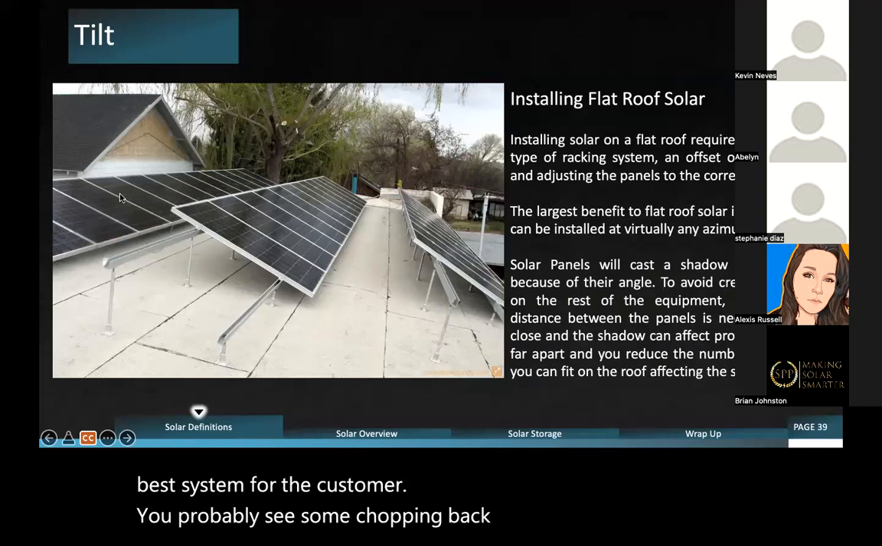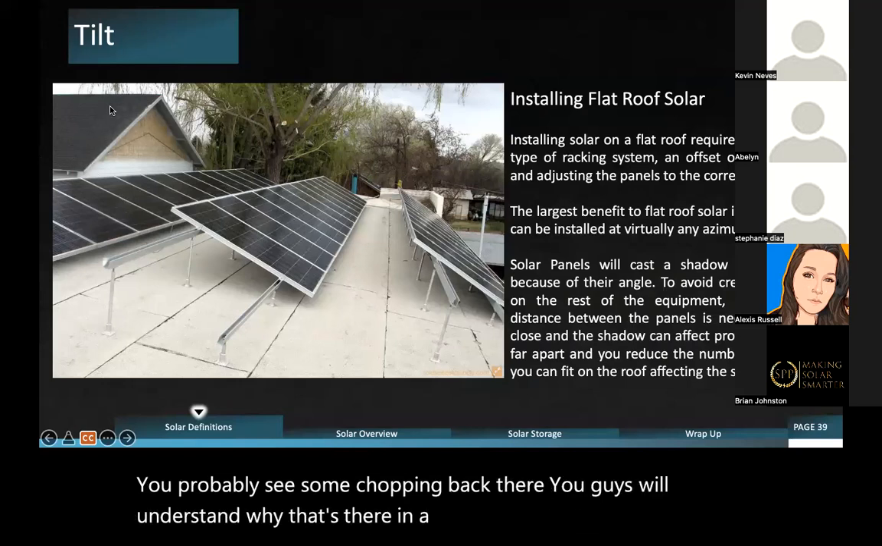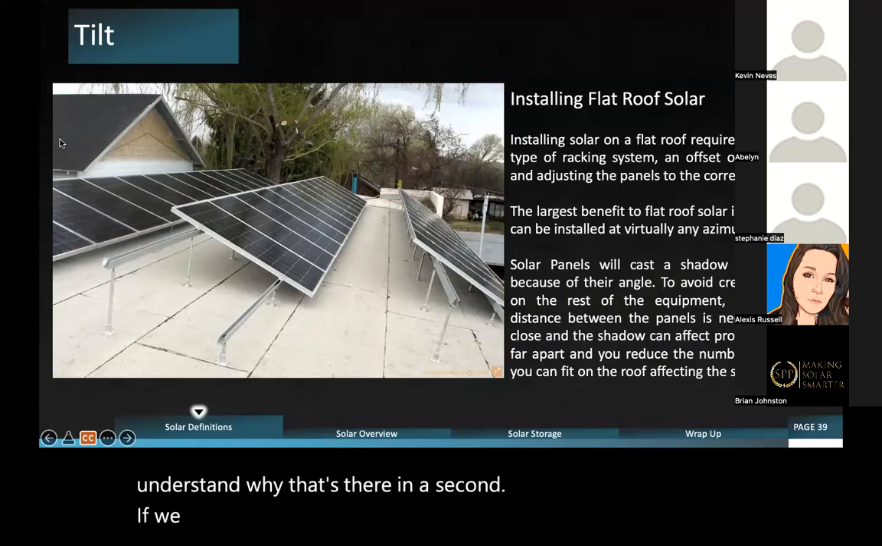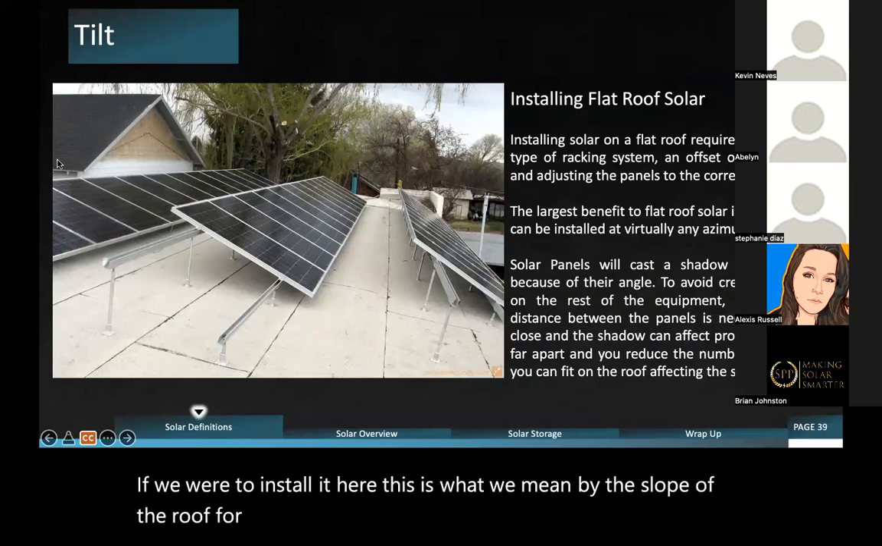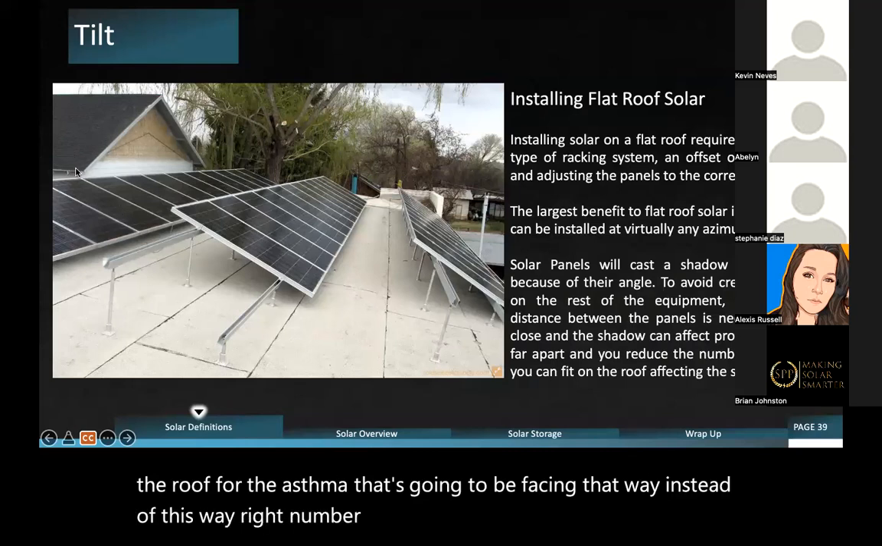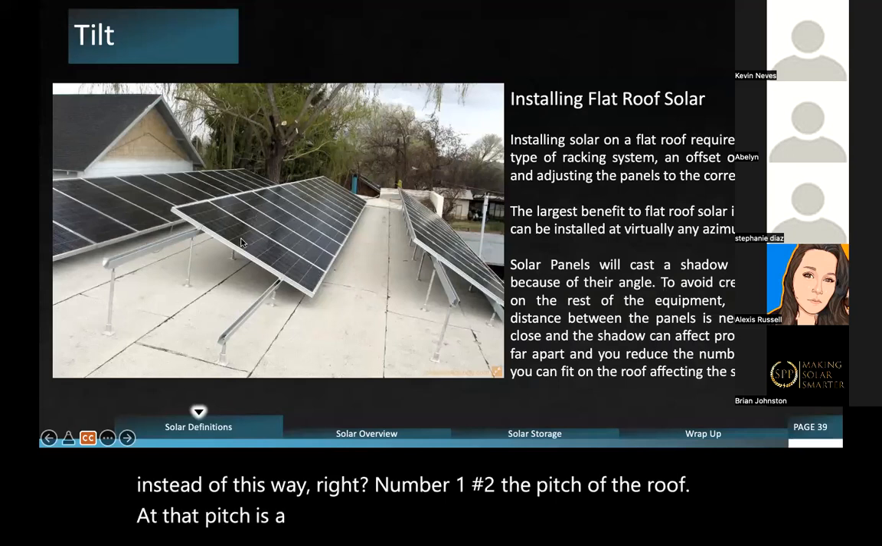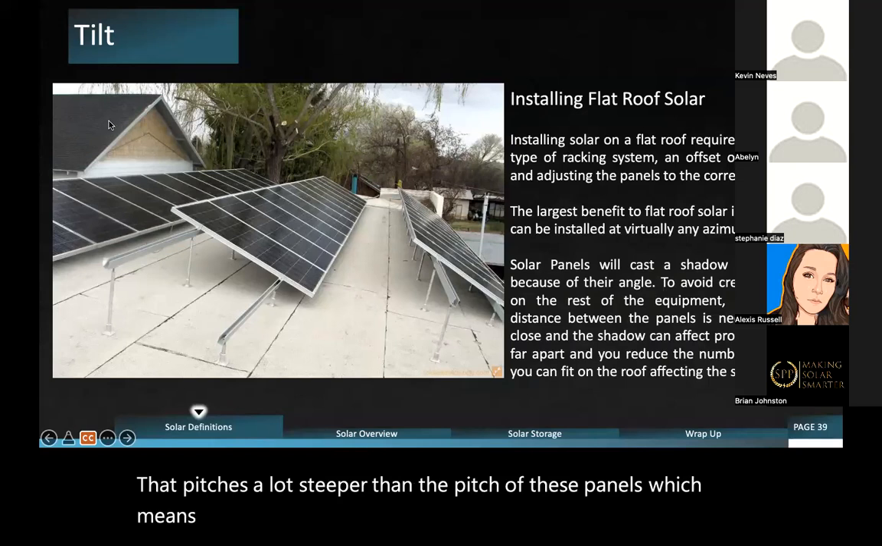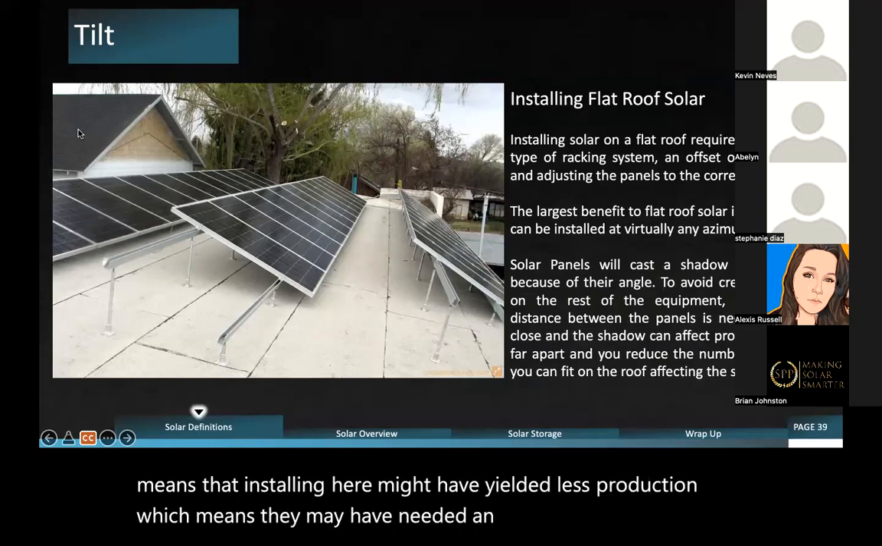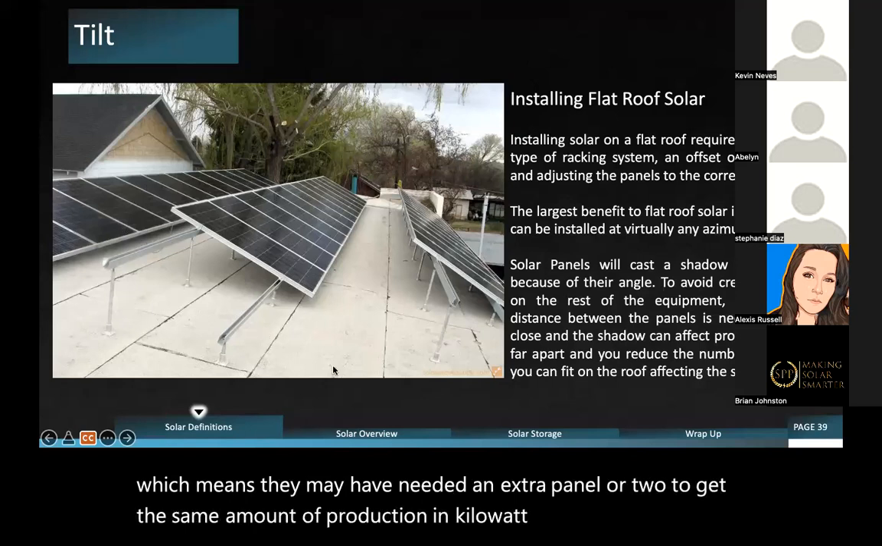You guys will understand why that's there in a second. If we were to install it here, this is what we mean by the slope of the roof for the azimuth. It's going to be facing that way instead of this way, right? Number one. Number two, the pitch of the roof. Well, that pitch is a lot steeper than the pitch of these panels, which means that installing here might have yielded less production, which means they may have needed an extra panel or two to get the same amount of production in kilowatt hours as we got with this system here.